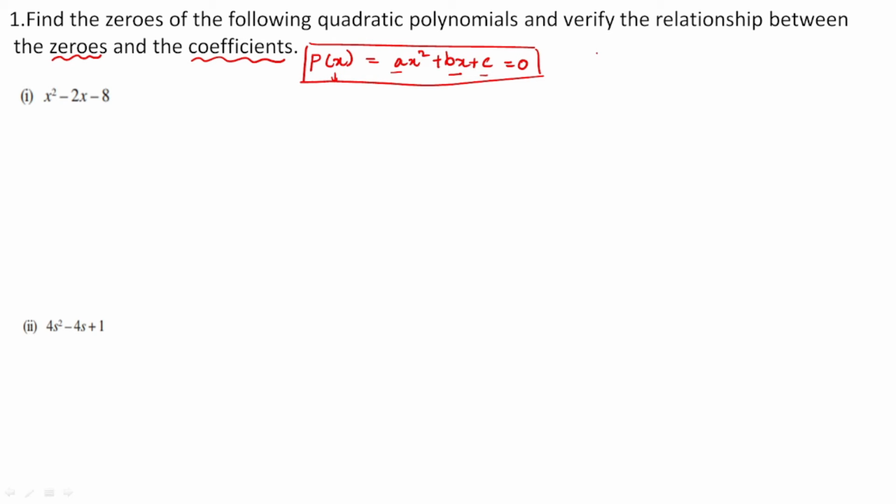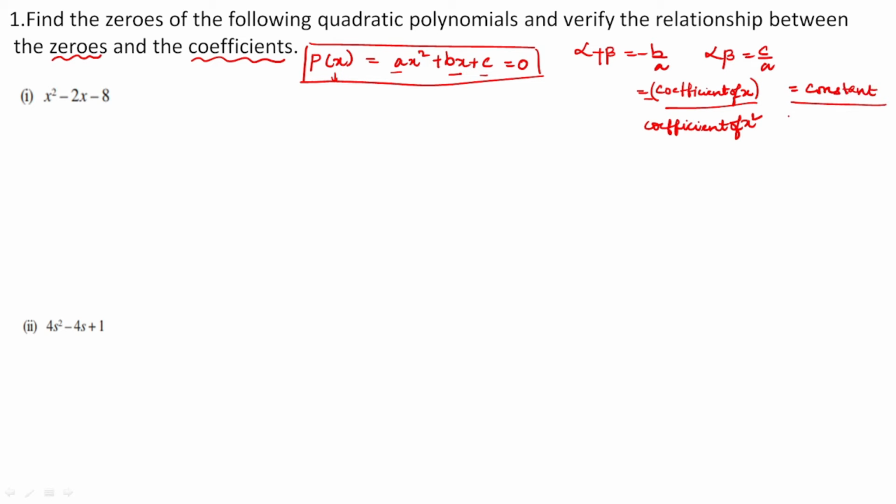Before going to the questions, alpha plus beta, the sum of roots, is minus b by a, and alpha beta is c by a. So minus b by a is nothing but minus the coefficient of x divided by the coefficient of x square, and c by a is the constant divided by the coefficient of x square. These two are the important things we will be using to verify every question in the exercise.